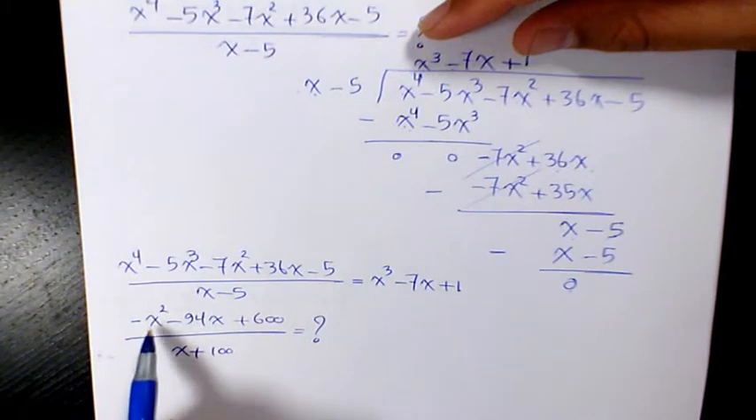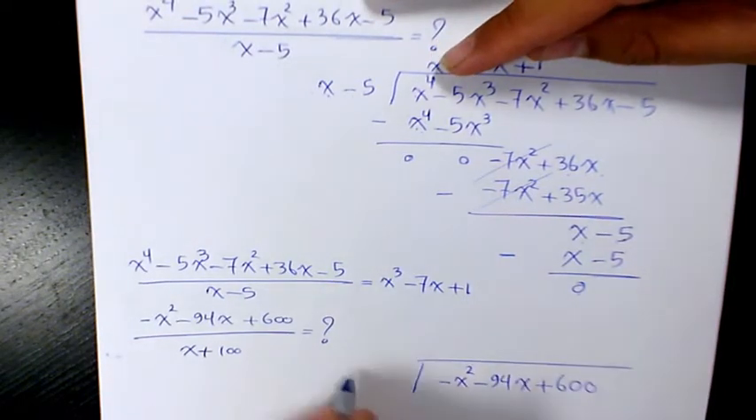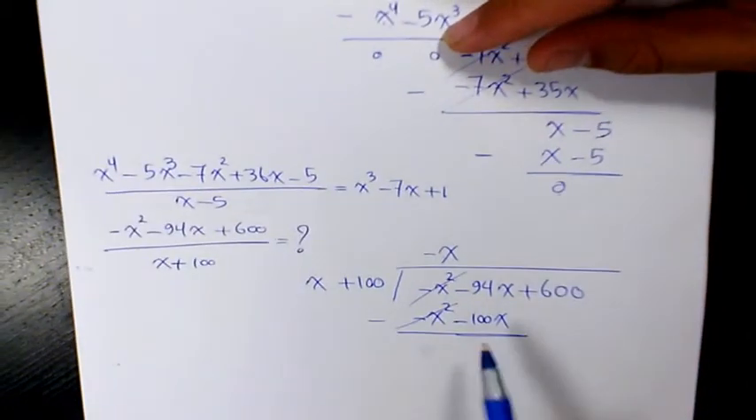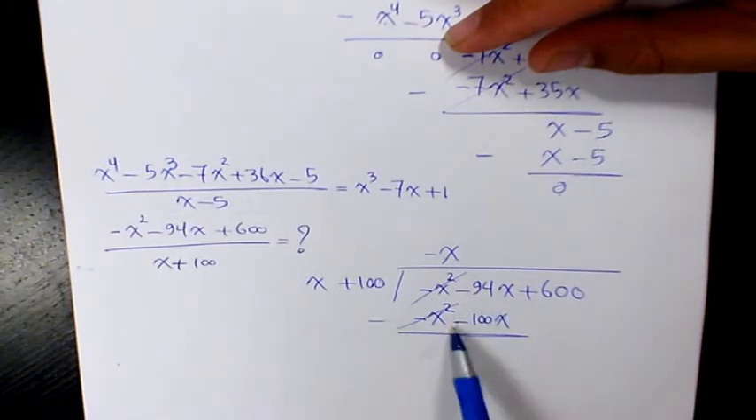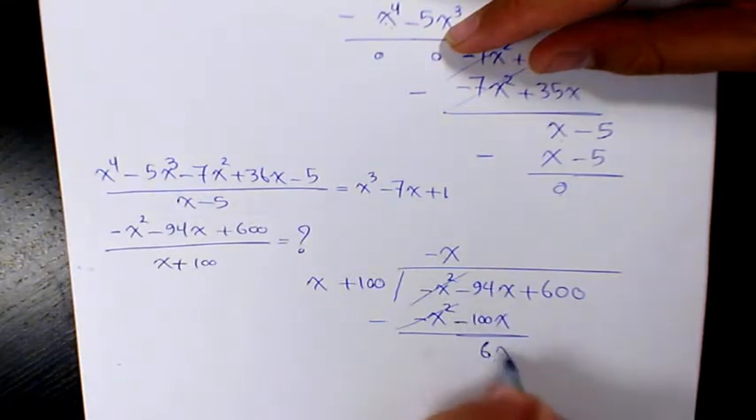So now next one, negative x squared minus 94x plus 600 divided by x plus 100. Negative x squared divided by x is going to be negative x. Then you multiply it, negative x times x, negative x squared. Negative x times 100 is negative 100x. When you subtract it, these two cancel out. We have negative 94x minus negative 100x. That's going to be positive 100 minus 94 is going to be 6x plus 600.